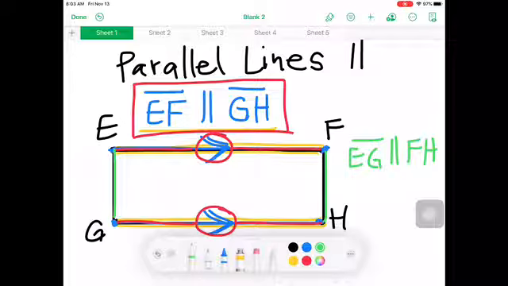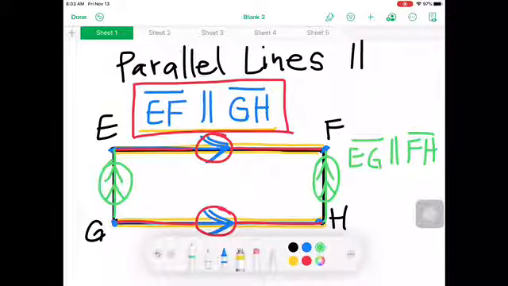And to label these in the rectangle itself, we can't use just one arrow because one arrow has been taken up by our first set of parallel lines. To label these on the rectangle with the arrows, we would actually use two arrows. So with these two arrows, that is showing that EG is parallel to FH. Thank you, and I hope this helps.